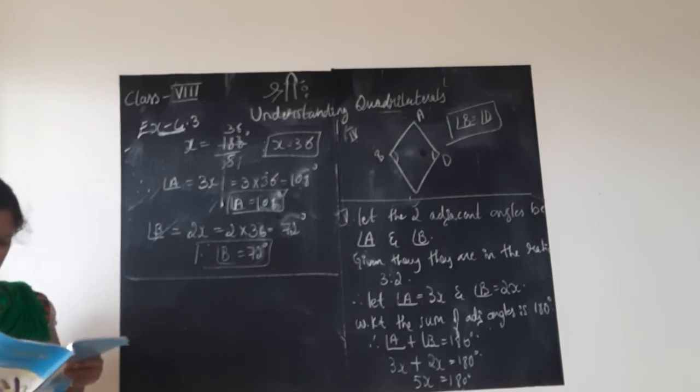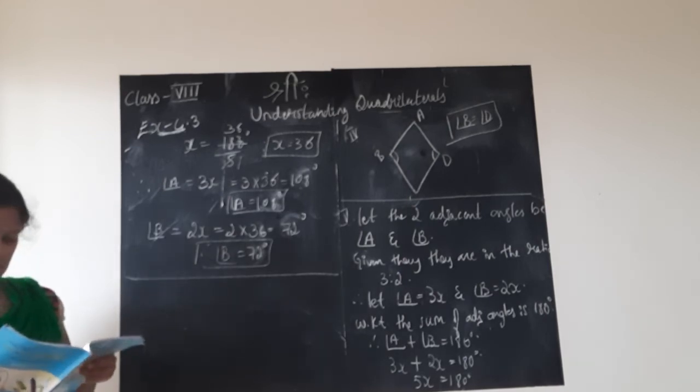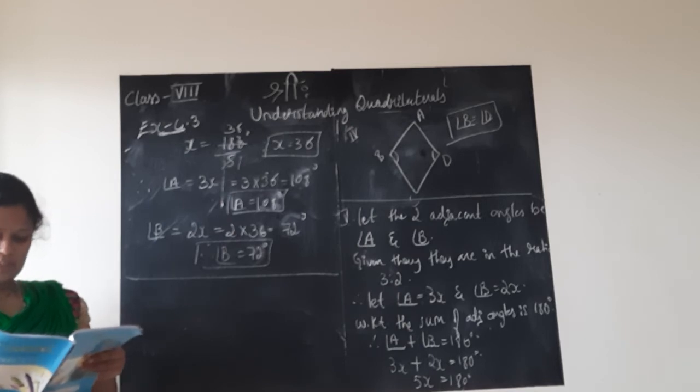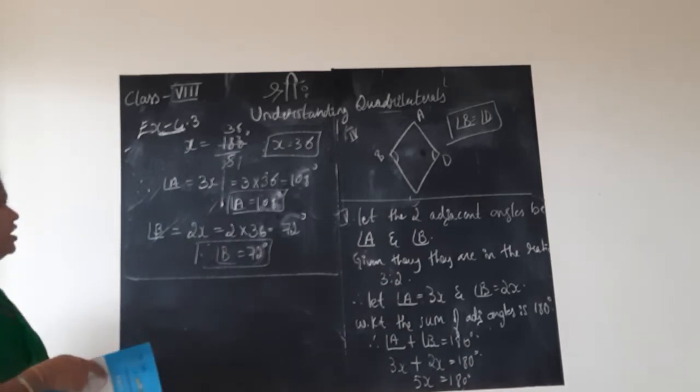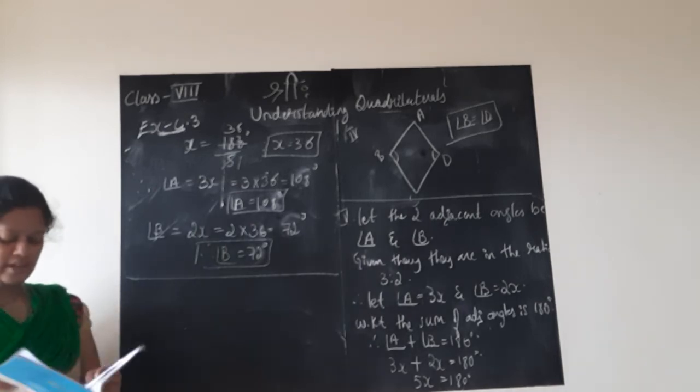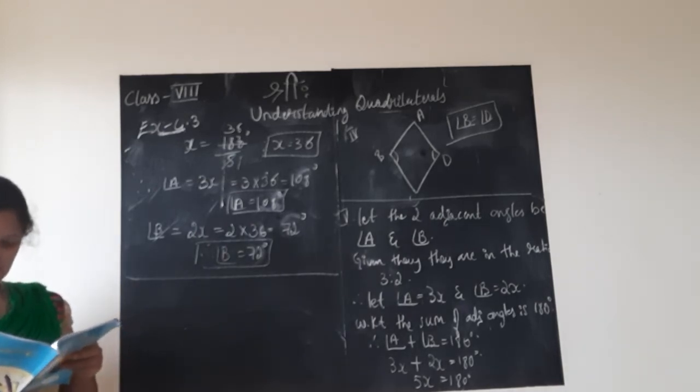What they have asked in the fifth one: measures of the parallelogram. Find the measures of each angle of the parallelogram. Hence, we have found it out. The measures of each angle are 72 degrees and 108 degrees. That is about the fifth problem.